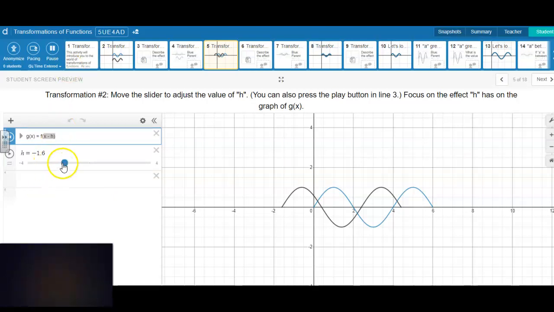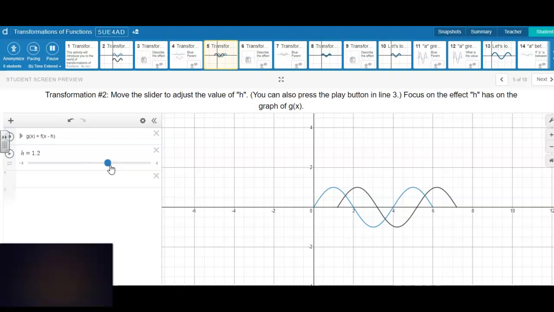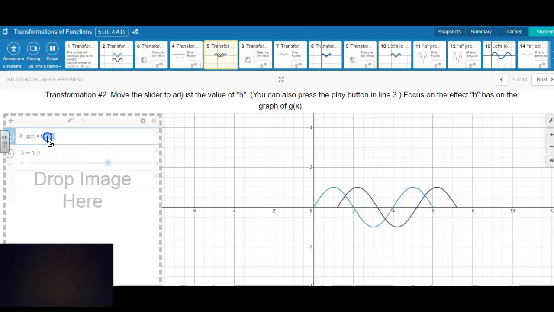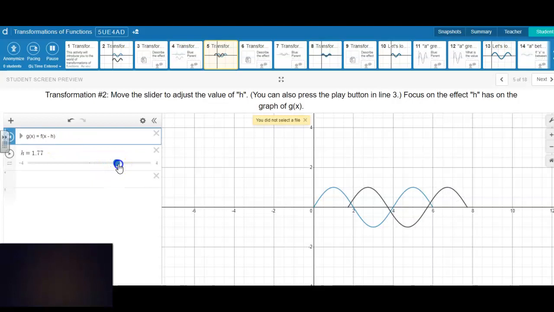For instance, if the number is positive, we're going to go to the right, because it takes a positive number to make this 0. So if it's positive, we're going to the right. And if it's negative, we're going to the left. There you go. That's a horizontal shift if the number inside the parentheses is different than just x. All right, moving on.